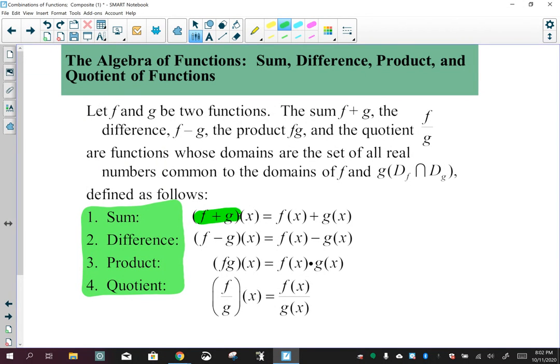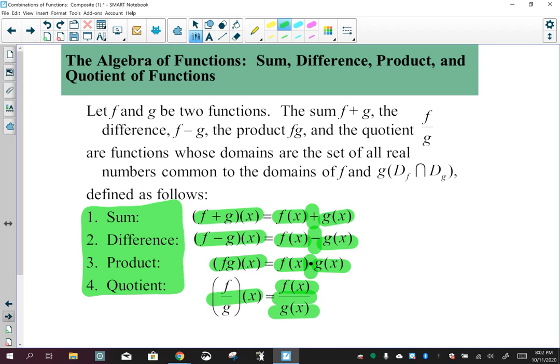But when you're adding, when it asks you for this, that means add. So you just take your f of x and add that to your g of x. When you see this, it means subtraction. That means you take your f of x and you subtract your g of x. When you see this together, that means you're multiplying. So you take your f of x and multiply it with your g of x. And when you see this piece right here, that means you're dividing. So you take your f of x and divide it by your g of x.